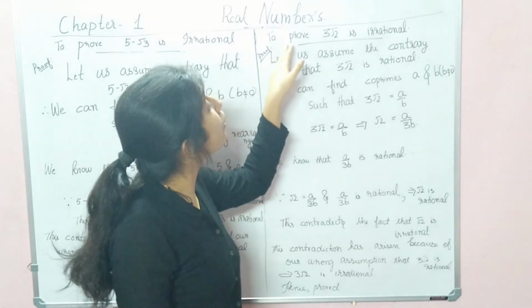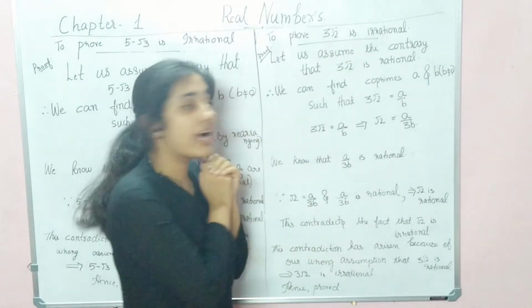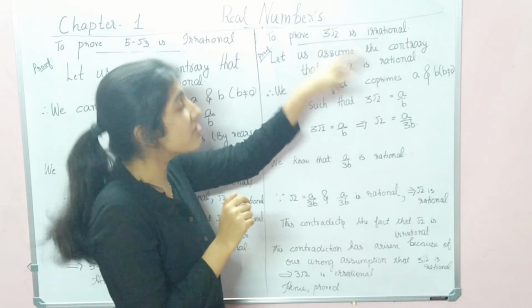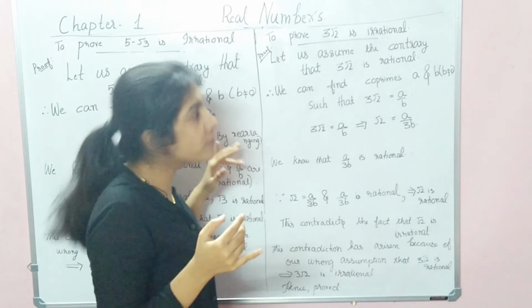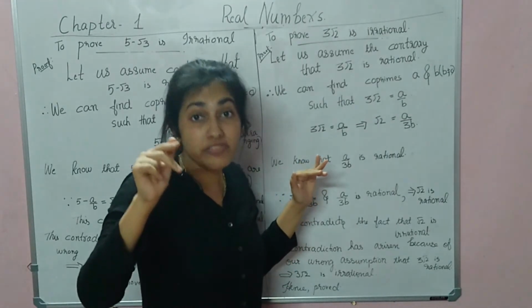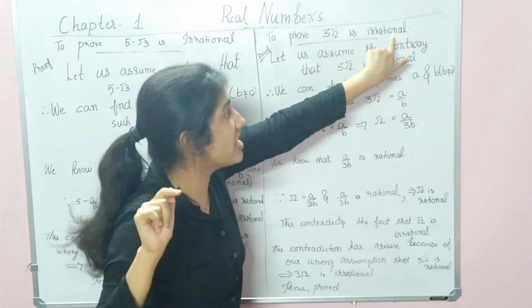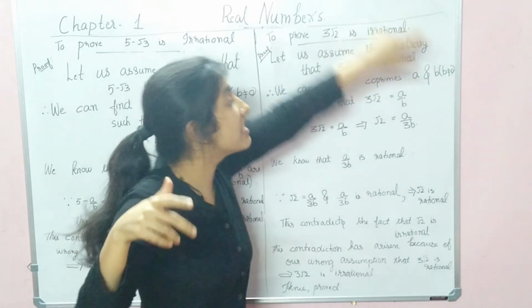Now let us see the proof that 3 root 2 is irrational. We start the proof by assuming the contrary, that 3 root 2 is rational. We are using the method of contradiction in all of these proofs. So this proof starts by assuming the opposite of what we need to prove. We need to prove 3 root 2 is irrational. Therefore we assume the contrary, that 3 root 2 is rational.